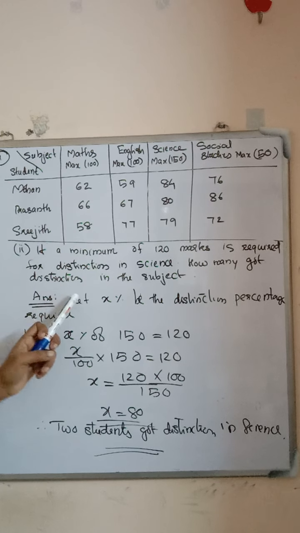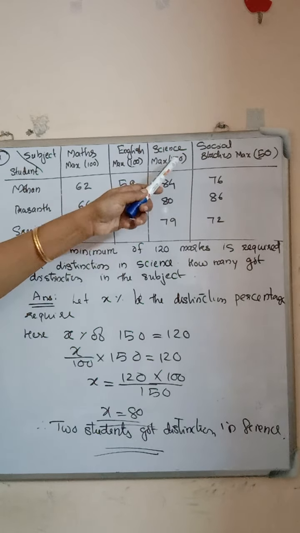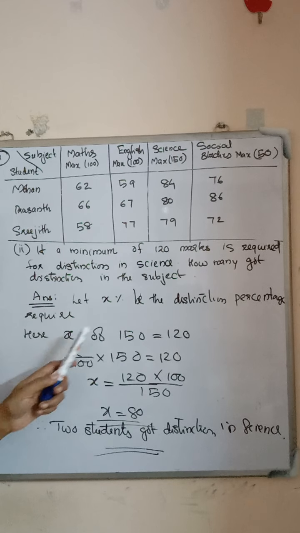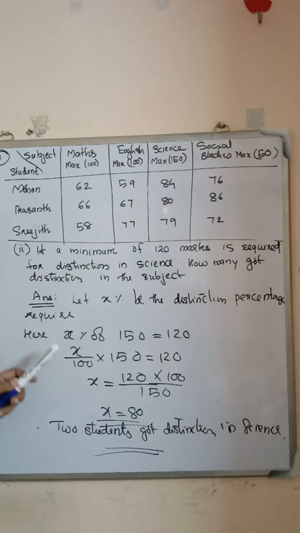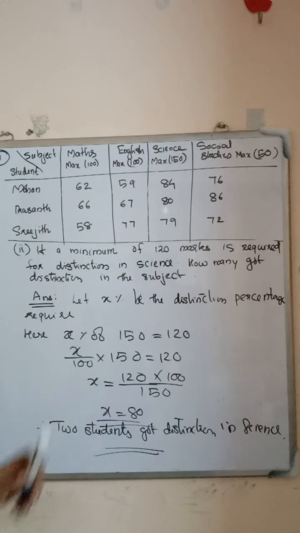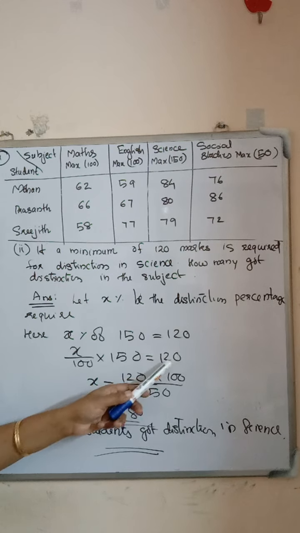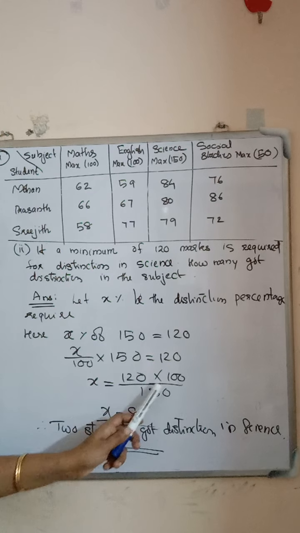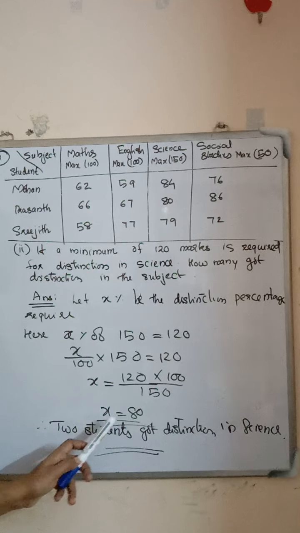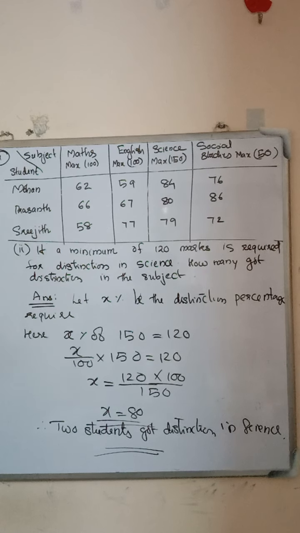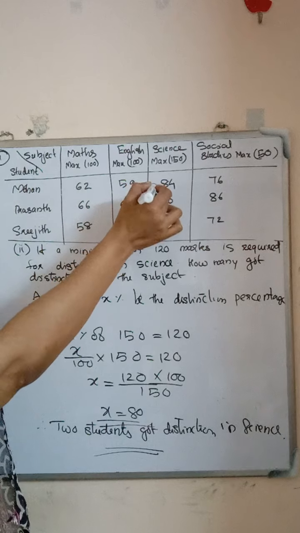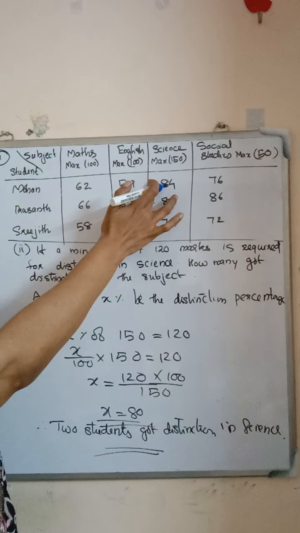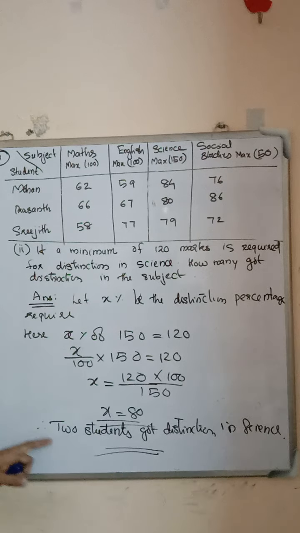Okay, let X percentage be the distinction percentage required. X percentage of 150 equals 120. X by 100 into 150 equals 120. So, cross multiplying, we get X equals 120 into 100 divided by 150. So X is equal to 80. So here 2 students have 80 marks or above 80. So those students got distinction. So 2 students got distinction in science.